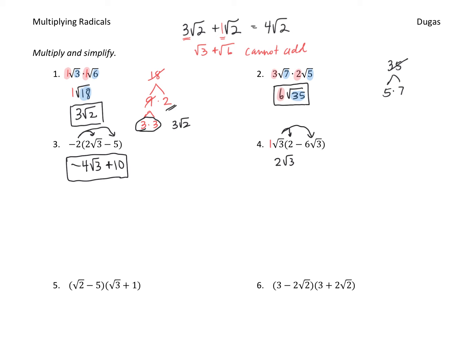And then the square root of 3 times negative 6 square root of 3. That's going to be negative 6 square root 9. Well, the square root of 9 is 3. So that's going to be negative 6 times 3. The 3 is not under the radical anymore, remember, because we took the square root of 9. So then we have to multiply the negative 6 times 3. So 2 square root of 3 minus 18. Again, we can't go any further than that because those are not like terms. So that's it.